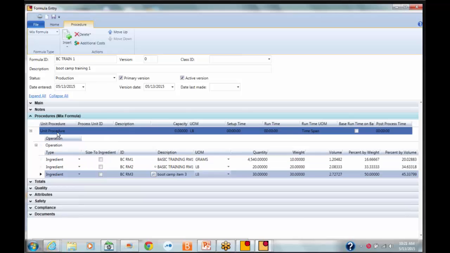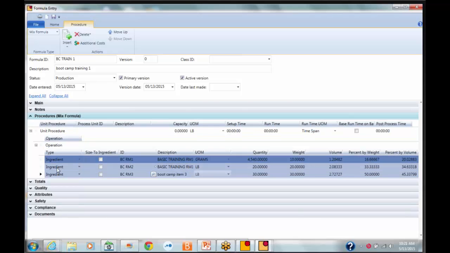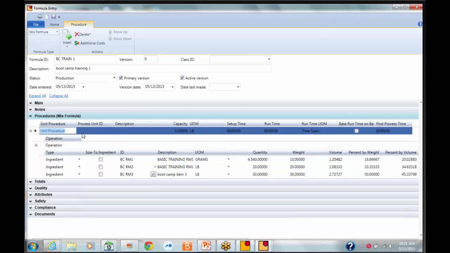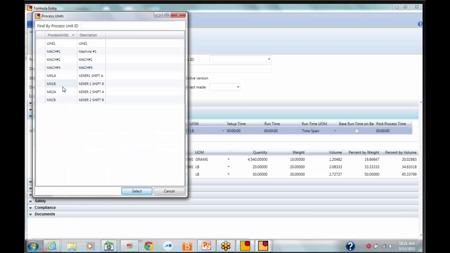That tree is unit procedure, operation, and then this is called the phase level. I can name these just by keying. So for the unit procedure, this is now Jen's unit procedure, whatever it is. Maybe it's mix, maybe it's wash, maybe it's throw it in a tank. Process units are assigned at the unit procedure level. So my process units in my system happen to be some mixers and some machines and a line.